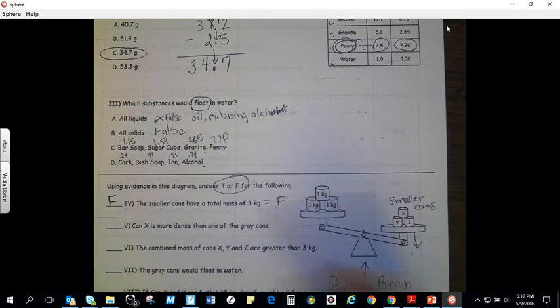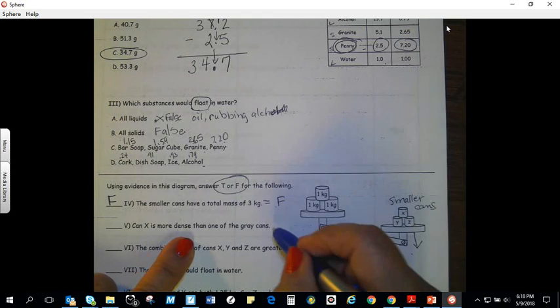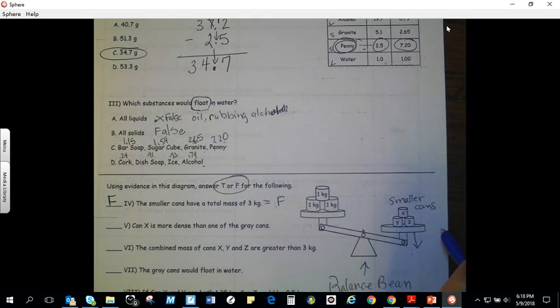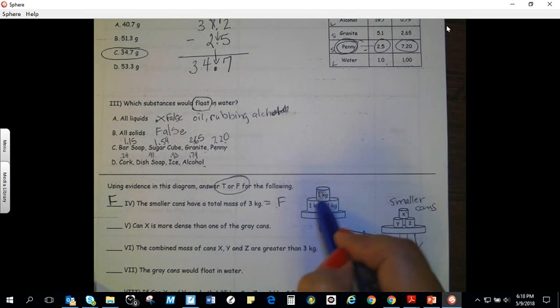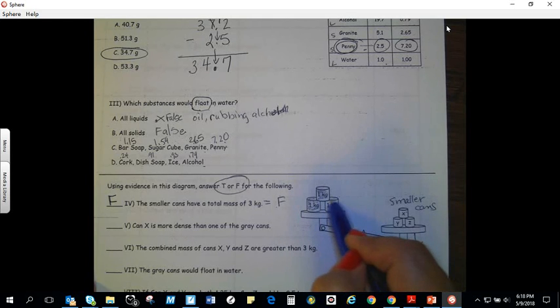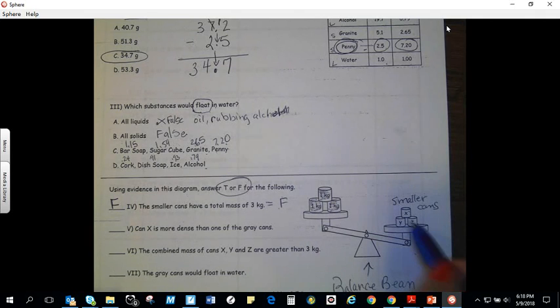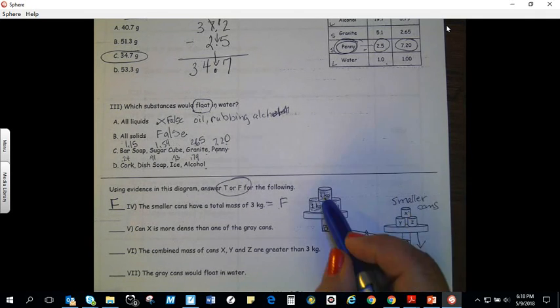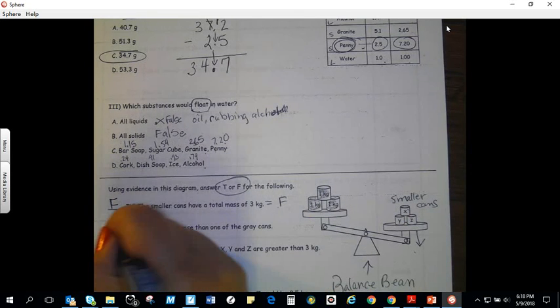Can X, I'm looking at this can right here, is more dense than one of the gray cans. And actually this here, if you want to take your pencil and shade that in, these are actually gray cans. I don't know why it didn't come up here. But we'll shade that in right now. Okay? So can X is more dense than one of the gray cans? If this was more dense than one of these, then this would have been more than 3 grams. So that's a false statement.